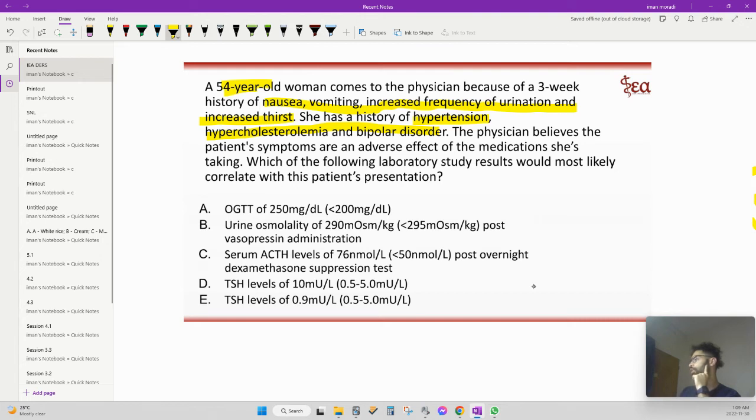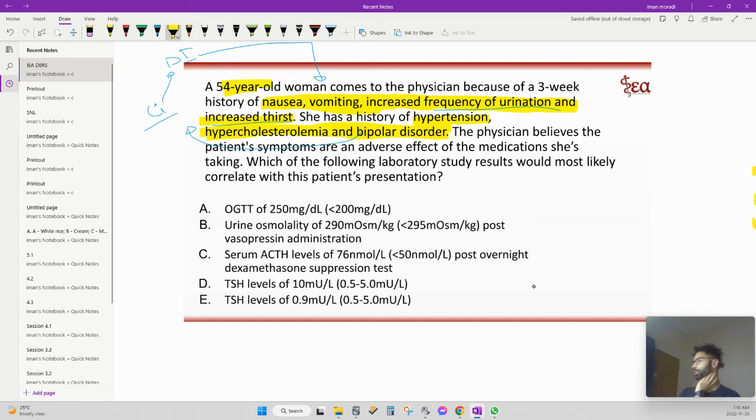54-year-old woman, nausea, vomiting, increased frequency of urination, increased thirst, hypertension, hypercholesterolemia, and bipolar disorder. Okay. So, interesting question here. Increased thirst and frequency of urination immediately made me think of maybe diabetes mellitus, diabetes insipidus. And then I saw bipolar disorder. I'd be surprised if this is not a lithium question. So this patient is probably taking lithium for bipolar disorder that caused a nephrogenic diabetes insipidus, and that's why we get the increased urinary frequency and increased thirst.